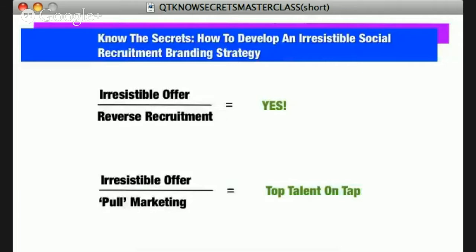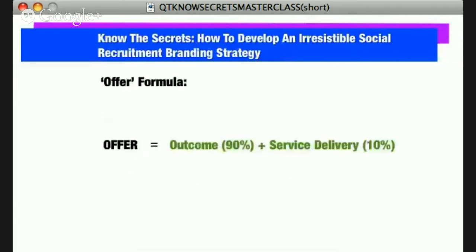Okay, so the formula here is: the offer equals the outcome plus service delivery. The outcome is what they experience, or the ultimate outcome they get from working with you. And you should be focusing 90% of your content and marketing on what that outcome is. The service delivery, which is a marketing term, is how they get it. So it is through the job that they get it, and through the income they earn or the training you deliver to them. That's your service, in inverted commas, to the employees.